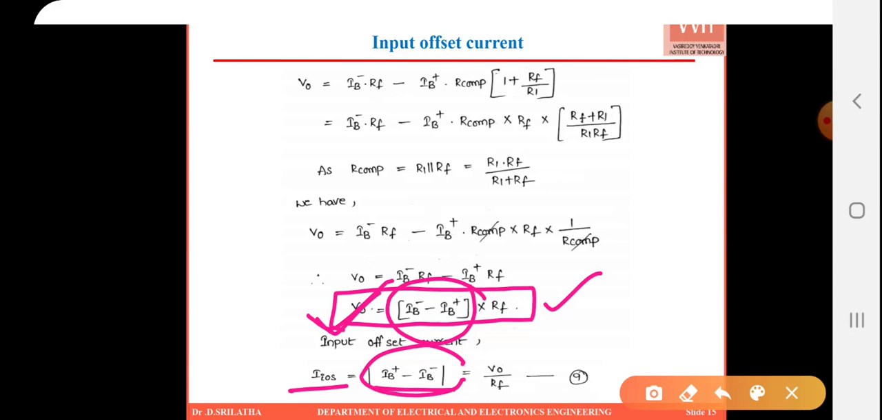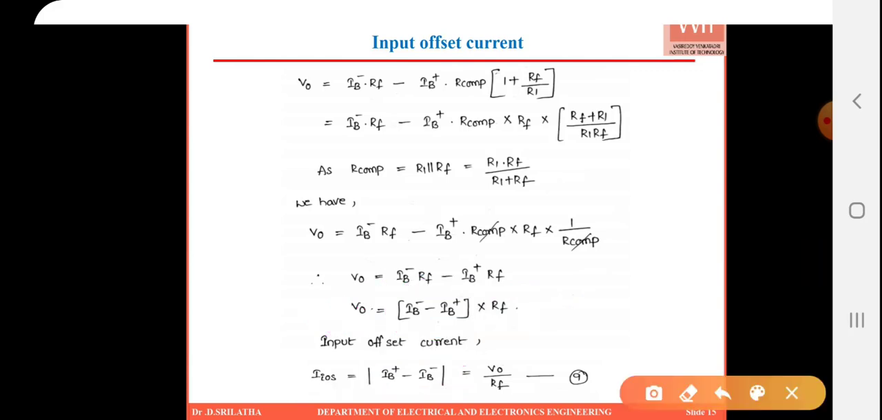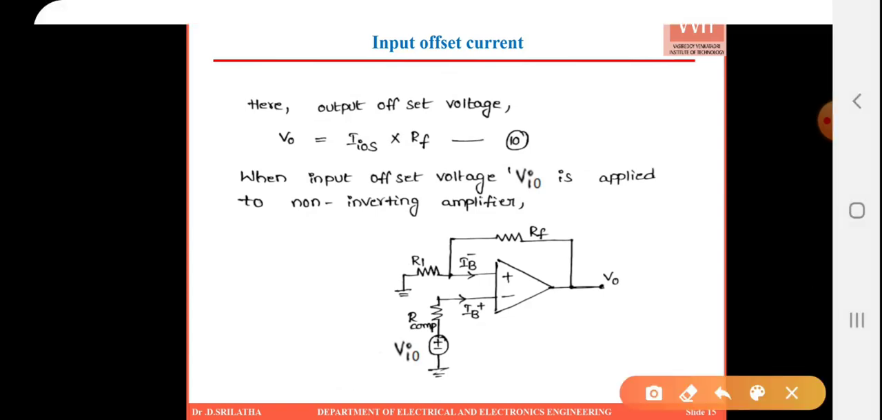Here in this case, we are not applying any input voltage, though because of this bias current or input offset current, some voltage will appear at the output terminal. What is that voltage? That voltage due to input offset current is given by this expression. Output offset voltage due to input offset current is (IB minus IB plus) times RF. Let us calculate the output offset voltage: it is IOS multiplied by RF. That's what we have derived just now.